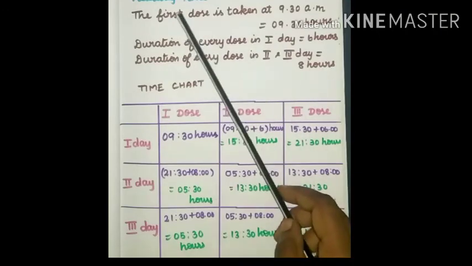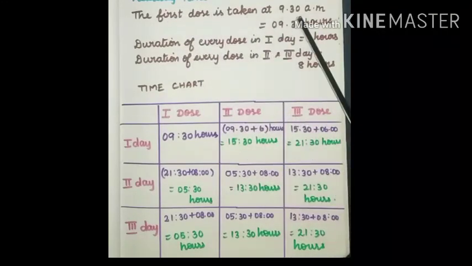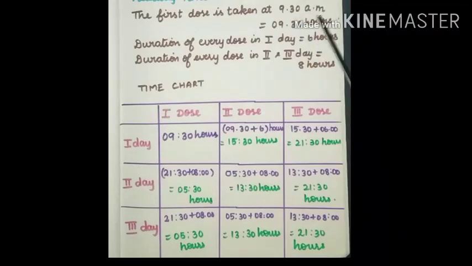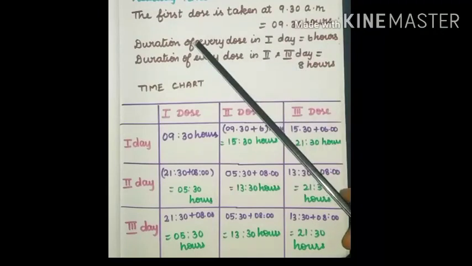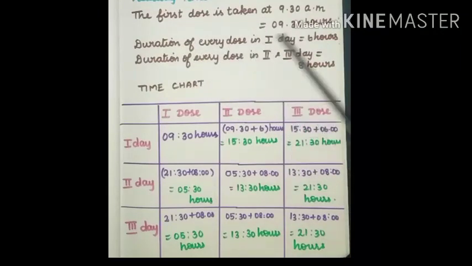Here the given question is: the first dose is taken at 9:30 am. You have to convert this am into hours. That is 9:30 hours. And the duration of every dose on the first day is given. That is 6 hours. The duration of every dose on the second and third day is also given. That is 8 hours. From this information you have to make a time chart. The starting time is given. Vairavan takes the first dose at 9:30 hours.